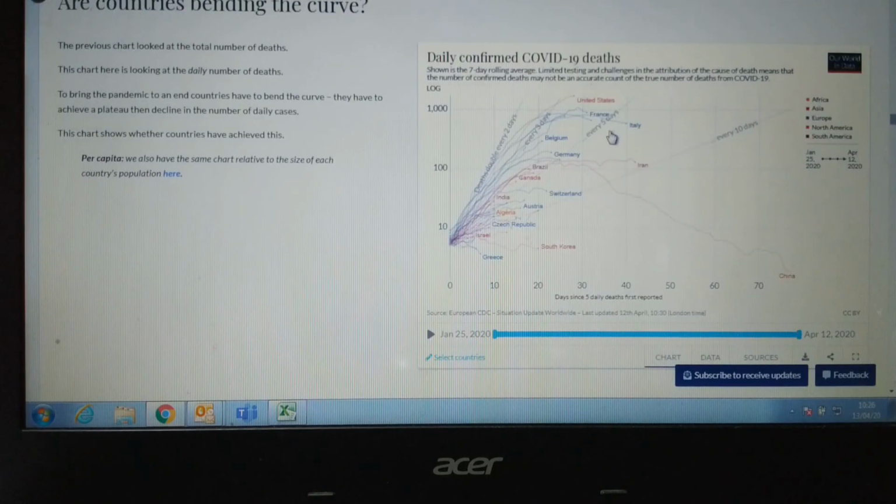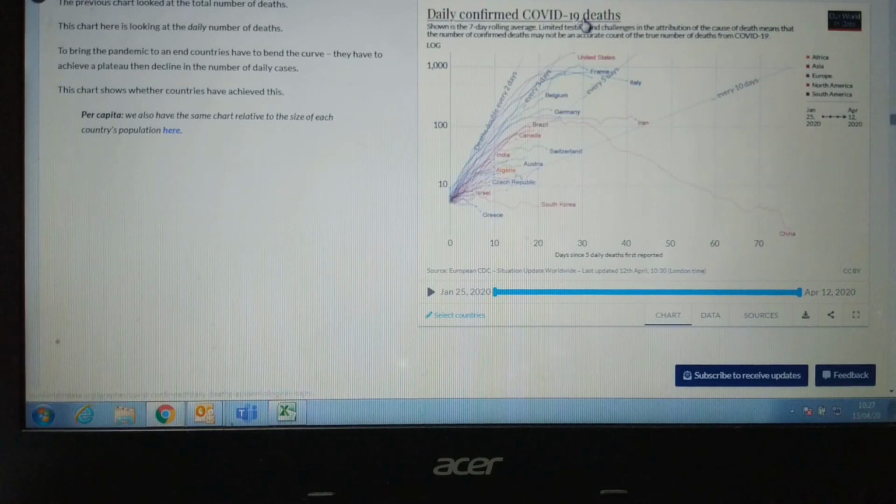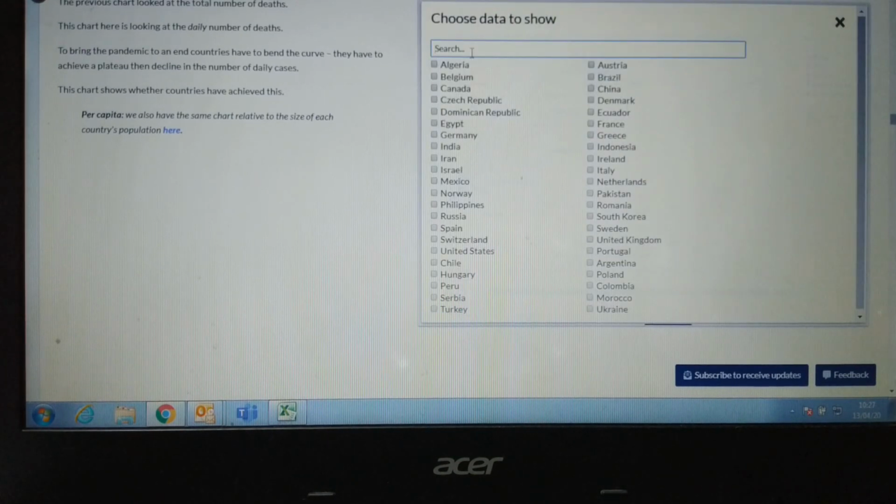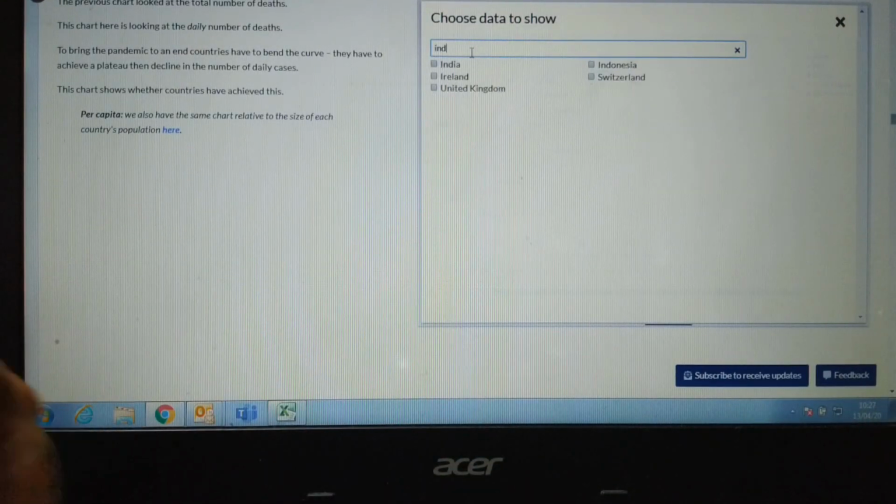Okay, now the important part is, are we bending the curve? How good a country is managing towards bending the curve? So daily confirmed cases they have plotted, and again the data is collected from CDC. We have India here. Let's select the country as India. That will give us a much better idea.